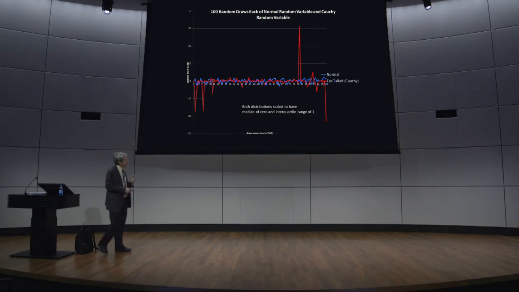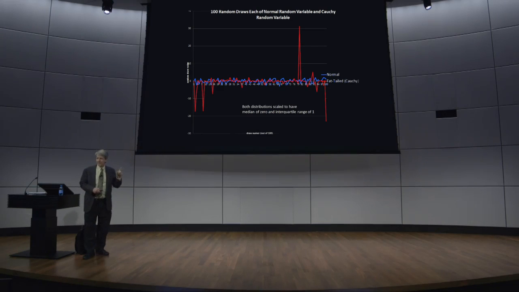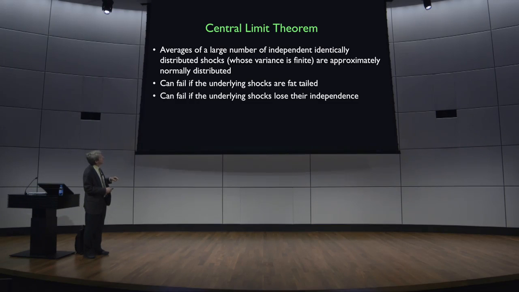So you can be deceived by a fat-tailed distribution like the Cauchy into thinking that you're living in a fairly stable world whose risk I understand. But the problem is there are these big events that occur from time to time.